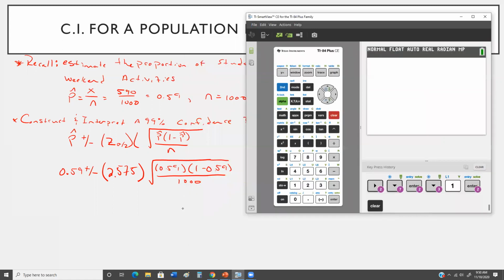So what we're going to do here is start backwards. We're going to figure out what this is. I'm going to go second function square root. I'm going to take 0.59. I'm going to multiply it. Now you can figure this out ahead of time if you want. Does anybody know what 1 minus 0.59 is? 0.41. Yep, that's the easiest thing to do. But if you don't recognize that, you can just start a parentheses, go 1 minus 0.59, close the parentheses, and then divide it by 1,000.